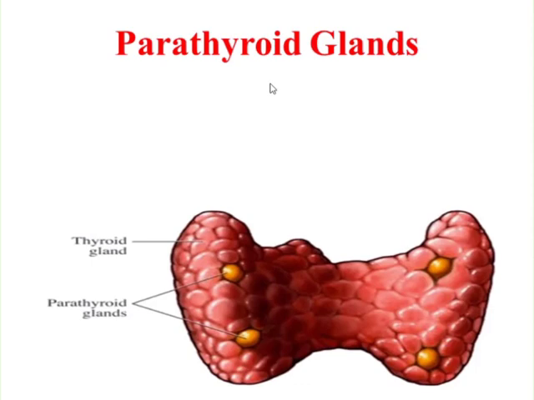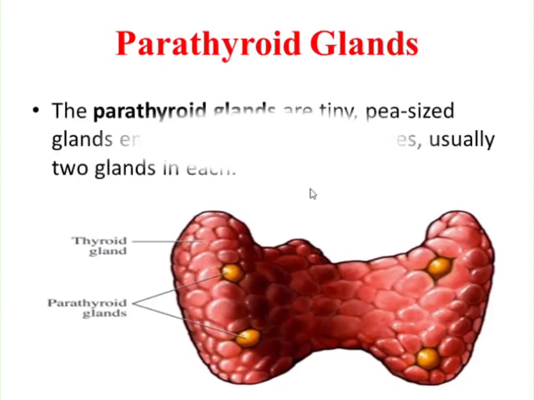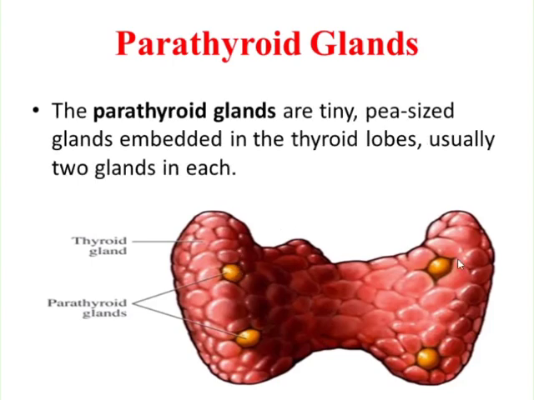The next gland I am going to discuss is the parathyroid gland. The parathyroid glands are embedded in the two lobes of the thyroid gland, and as I already told you, these are small pea-like structures, yellowish in color, embedded in both lobes of the thyroid gland.